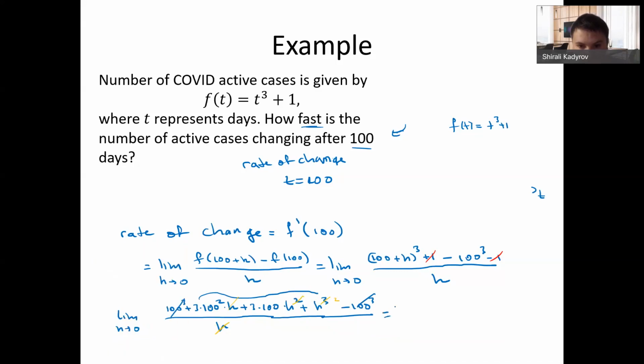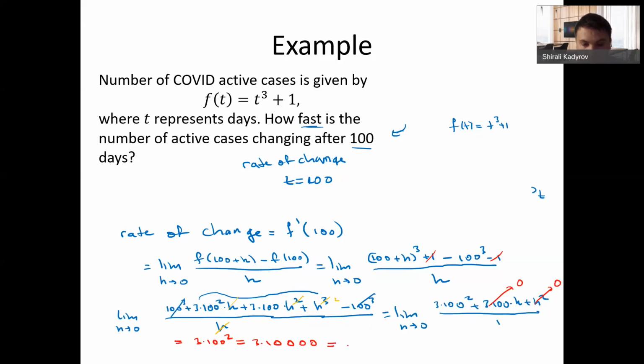So then what is left? Let's write it out. As h goes to 0, here this is 3 times 100 squared plus 3 times 100 times h plus h squared. At the bottom I just have 1. Now, if you let h go to 0, the second term goes to 0, and the third term also goes to 0. So I'm left with 3 times 100 squared, which is 3 times 10,000, or 30,000.